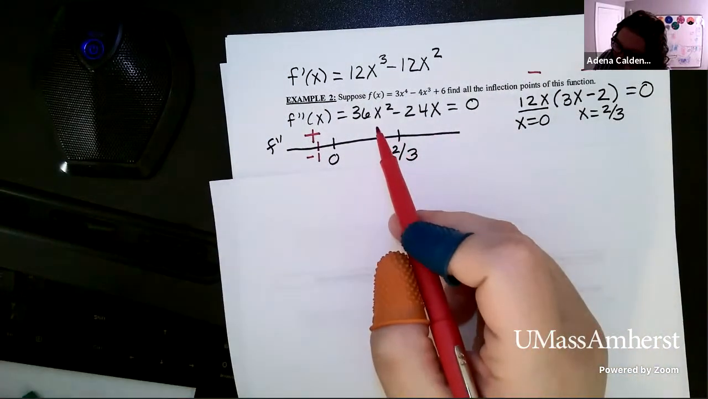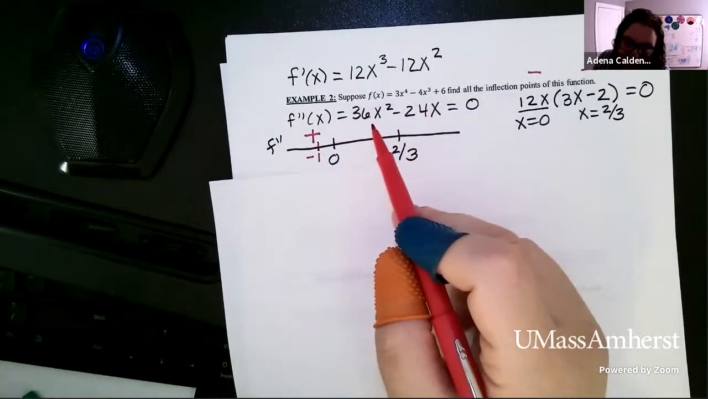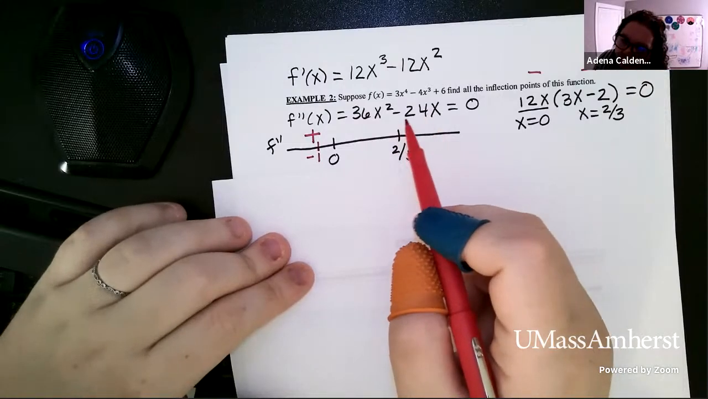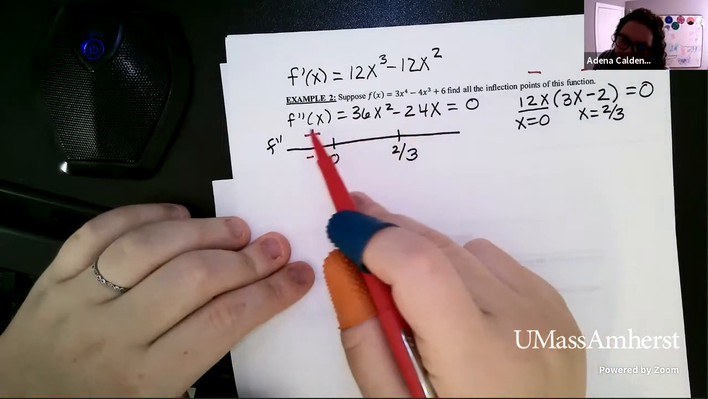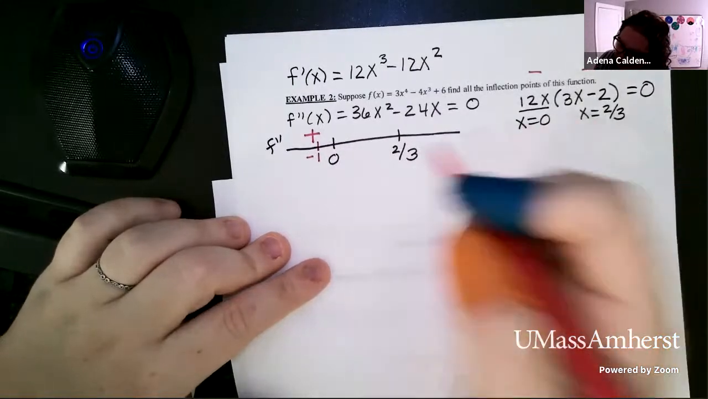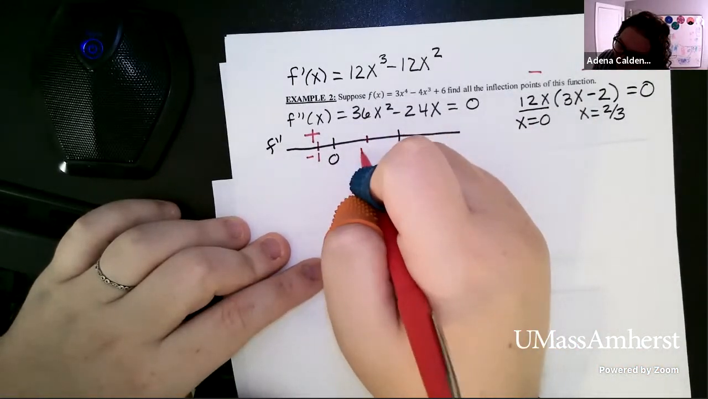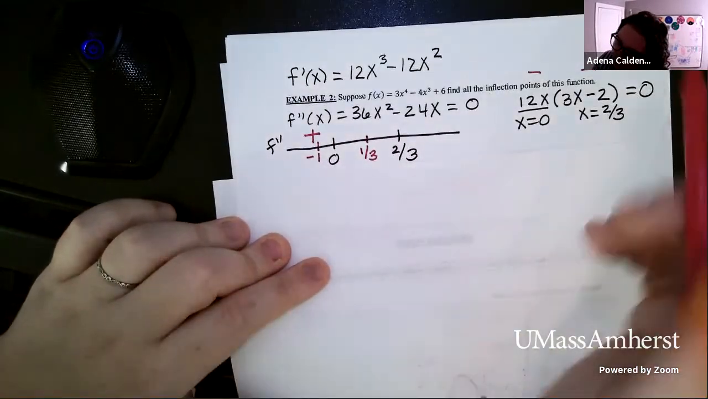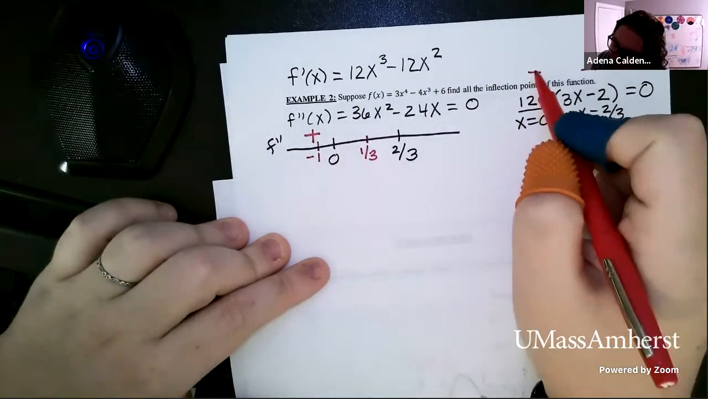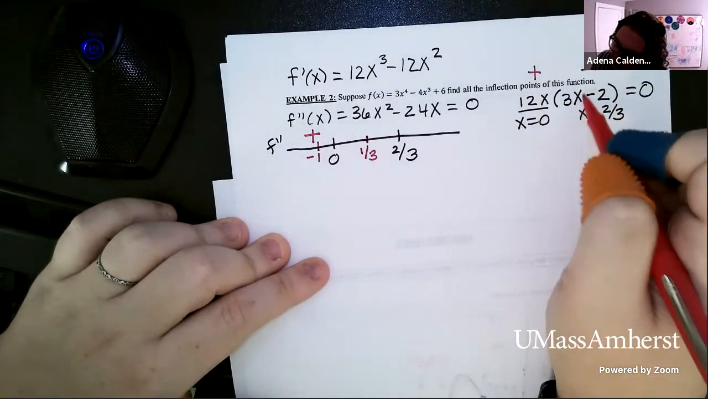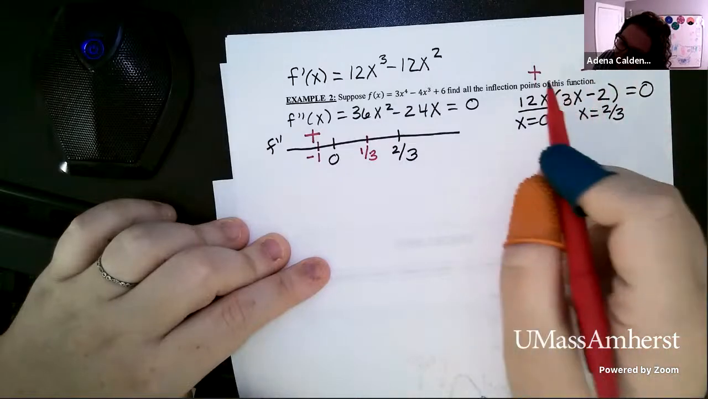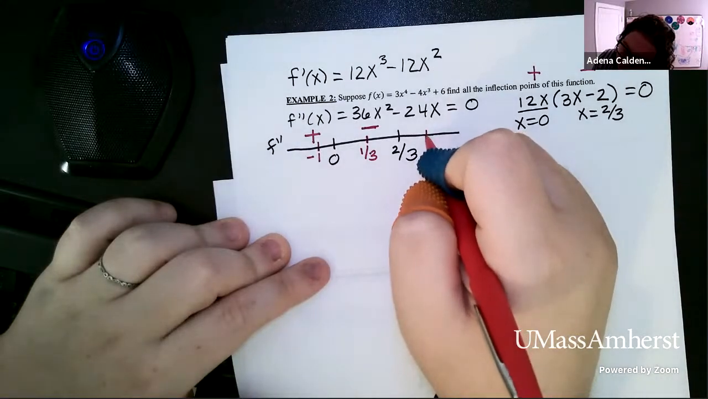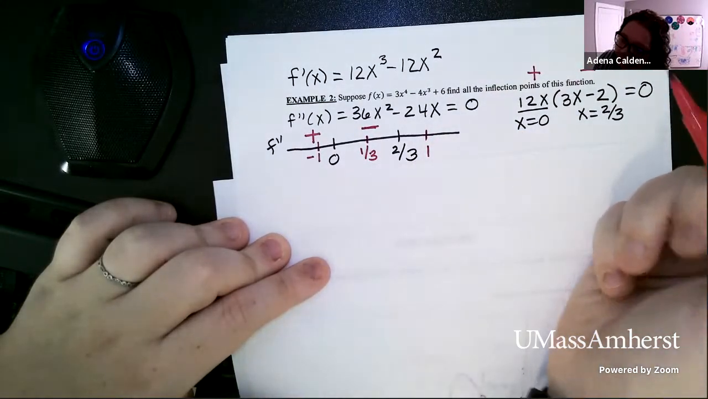You can also just plug -1 into the second derivative on a calculator if you're more comfortable doing that. That'll give you 36 plus 24, which is going to give you 60. So you'll still get a positive number. Either method is totally fine. Here, I'm going to pick the value 1/3 to test, because 1/3 is right between 0 and 2/3. So 1/3 times 12 is positive. 1/3 of 3 is 1 minus 2 is negative. Positive times negative, negative. And then I can pick something to the right of 2/3, like 1.